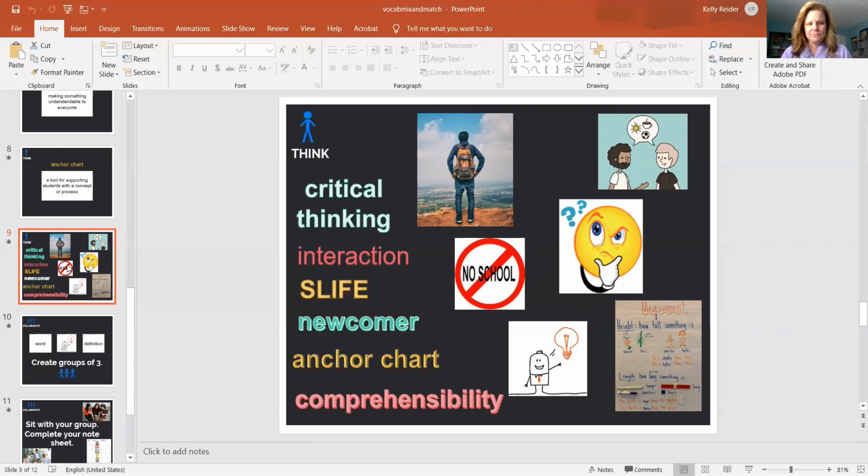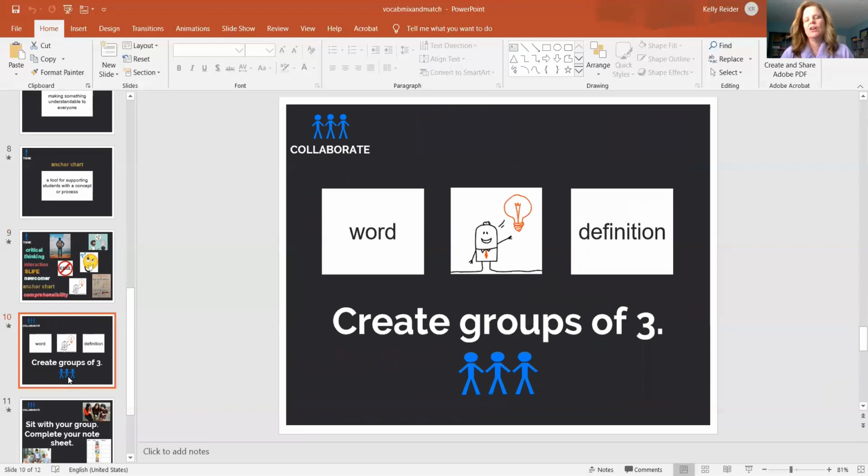Okay, after that, then I say, here's what you're going to do. You are going to create groups of 3. And again, the directions are visual because we give so many oral directions in the classroom, and our beginners are just kind of like, okay, teacher's talking, I know we're going to do something. Okay, everybody get up. I don't know what that is. So for comprehensibility, I'm showing you exactly what I want from you.